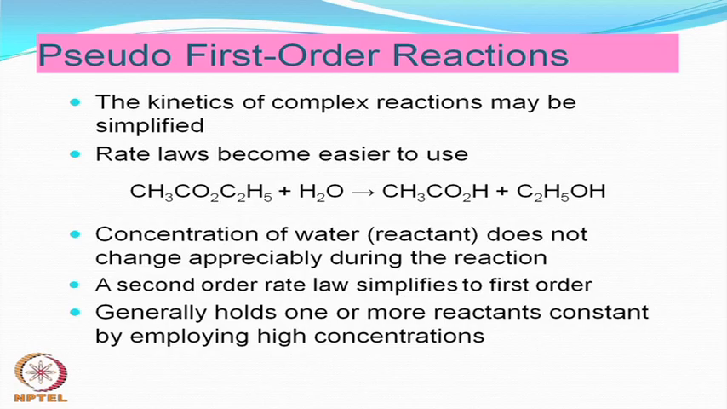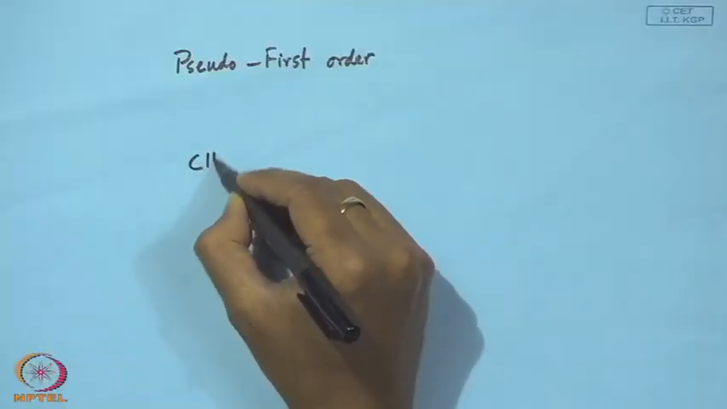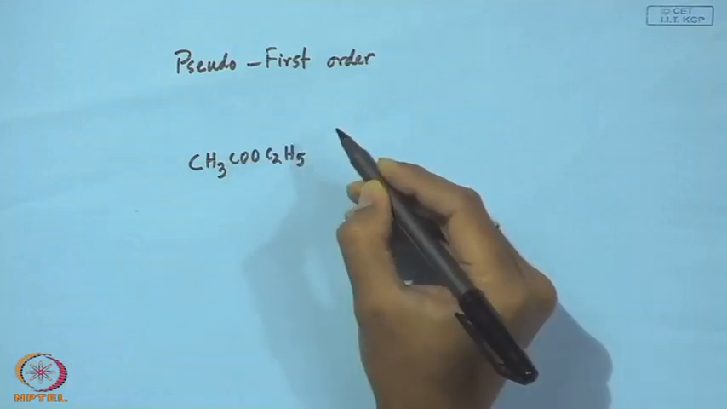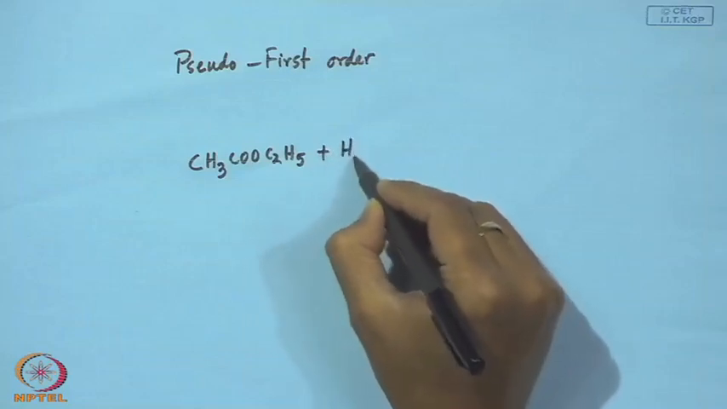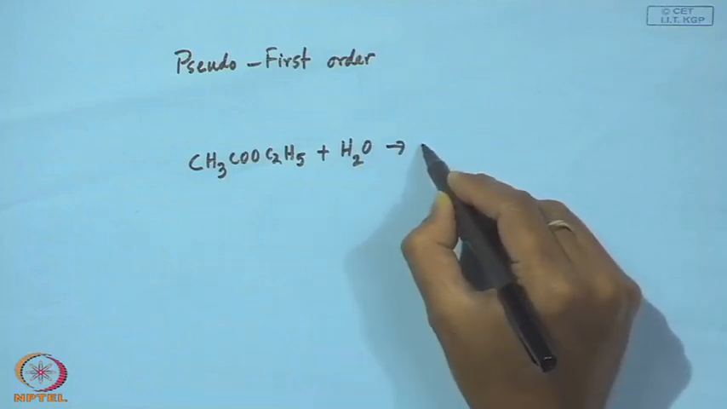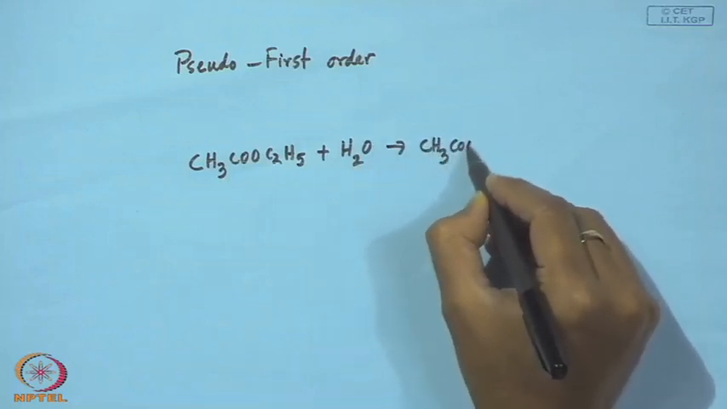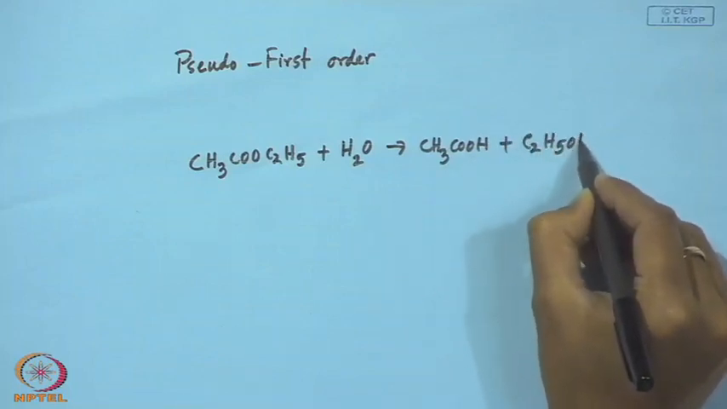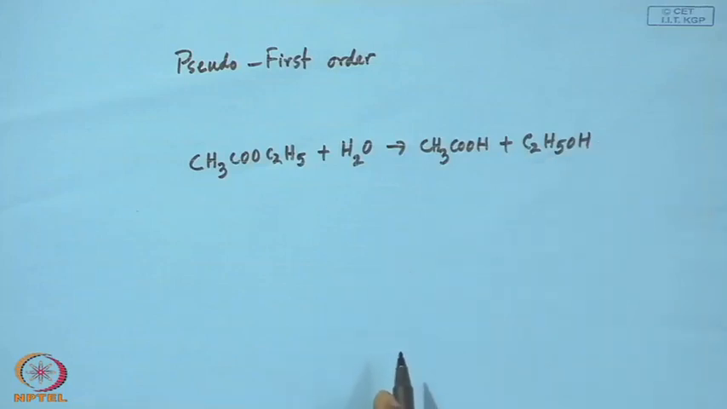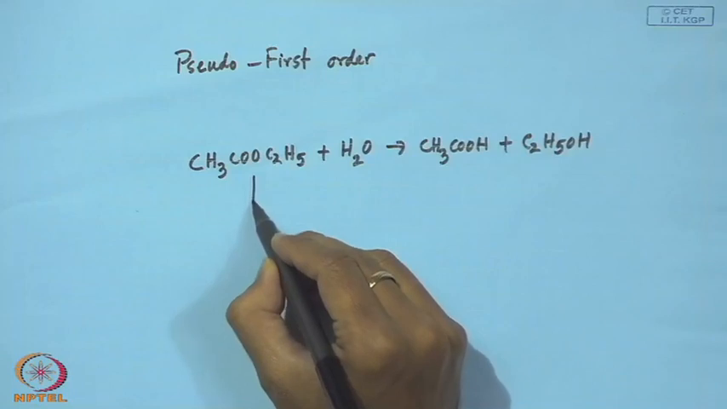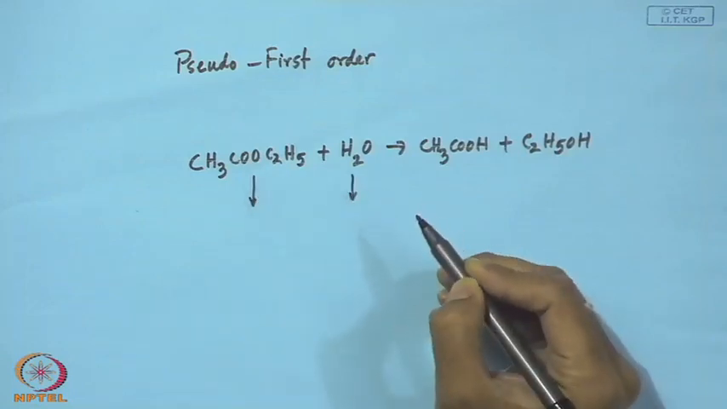Suppose we are having a reaction of this sort, CH3COOC2H5, that is ethyl acetate, in water in presence of maybe a little trace amount of acid, producing acetic acid and ethyl alcohol, C2H5OH. So, it is in true sense a second order reaction, that is rate is proportional to the concentration of this and also concentration of water.